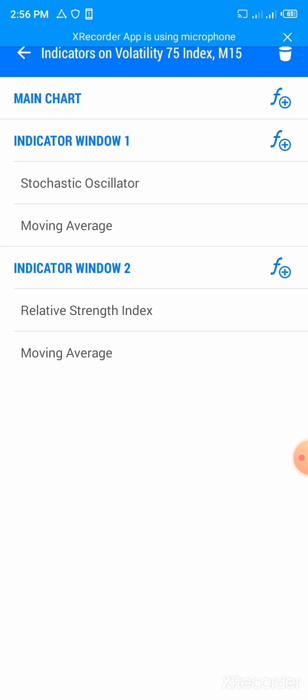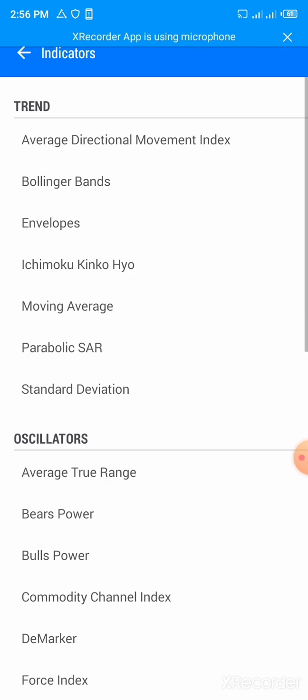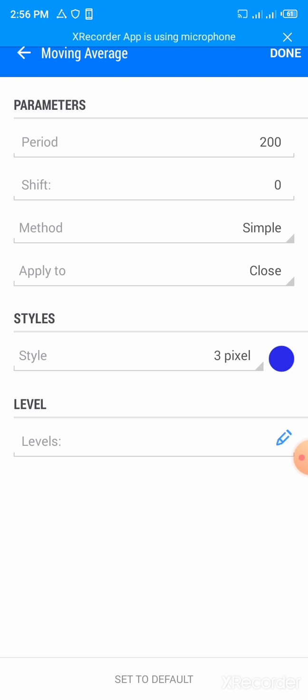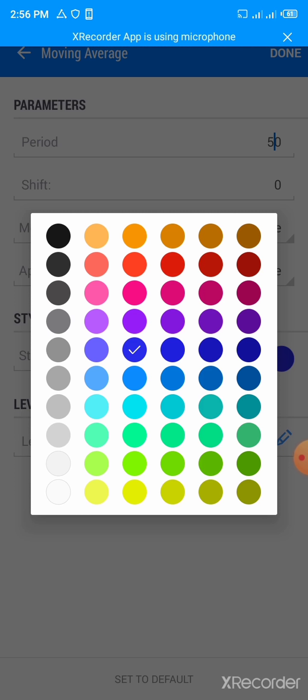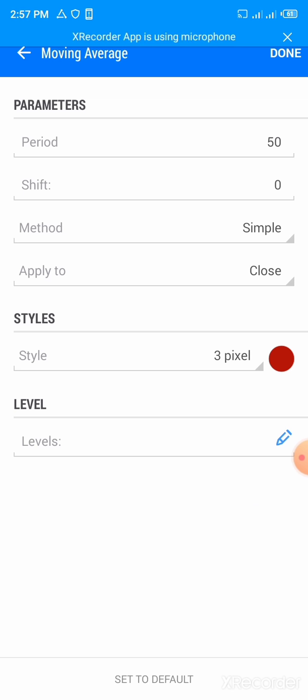You go back again. Click on this F plus, in the window 2. Go to moving average. The second moving average. The period is 50. Shift is 0. Method simple. Apply to close. Style 3 pixel. The color is red. There's no levels for this. You click done.